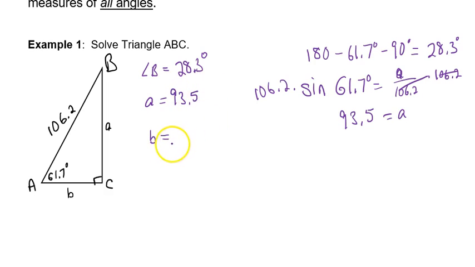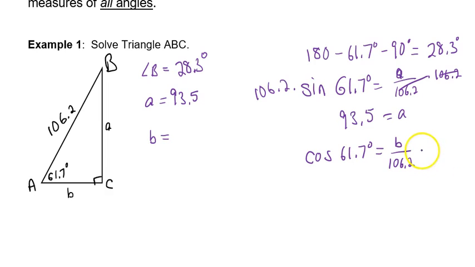And I can tell that the last thing I need to find is side B. From the perspective of the 61.7 degree angle, it is the adjacent side. So B is our adjacent side. Again, my hypotenuse I know for sure is 106.2. Adjacent and hypotenuse go with cosine, so I'm going to say cosine of 61.7 is adjacent over hypotenuse.